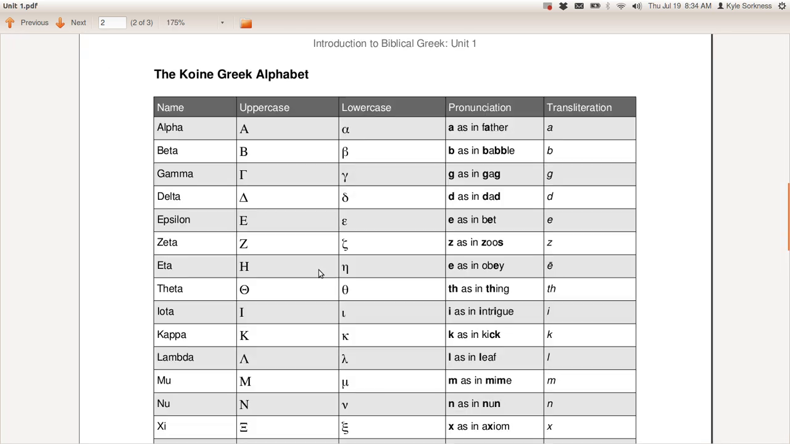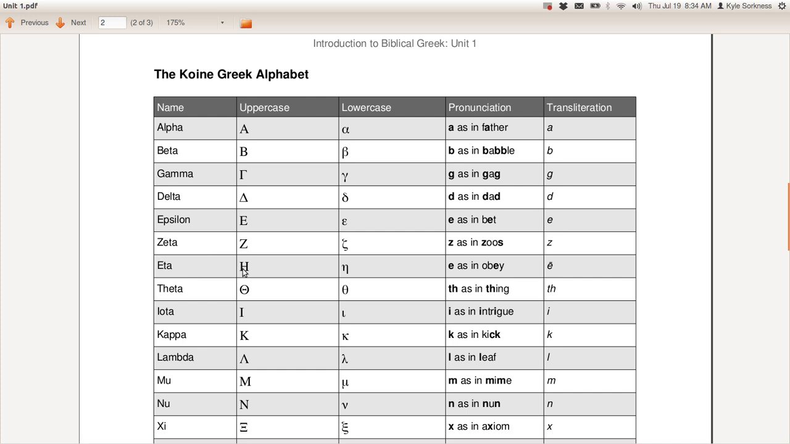So that is zeta. Not surprisingly, it makes a Z sound as in zoos. You'll notice here that this is actually an S, but when we pronounce that S, we say it as though it were a Z. Zoos. We don't usually say Zeus. Zoos. So that's zeta. The next one is eta.